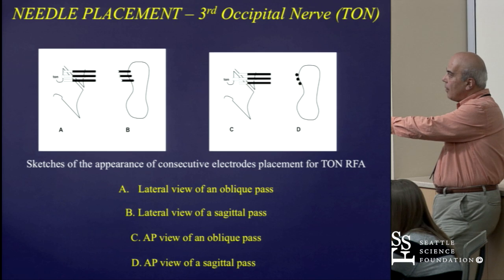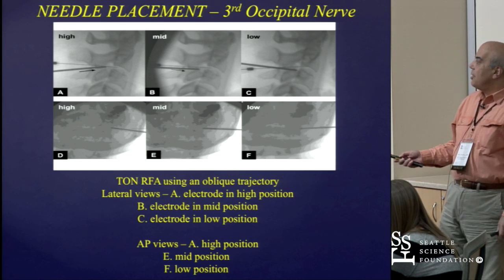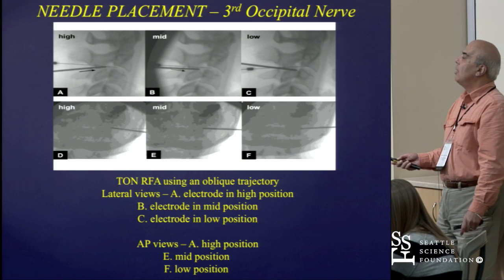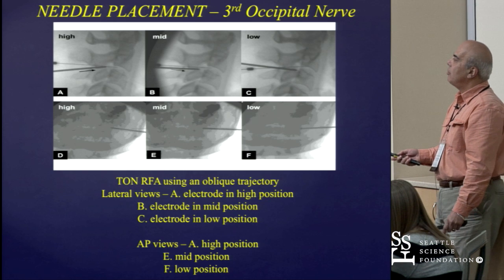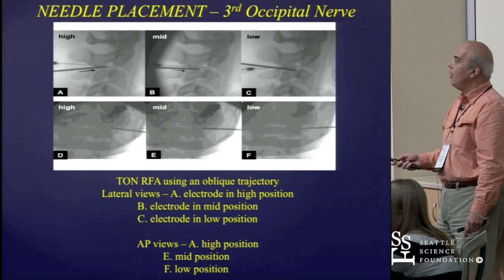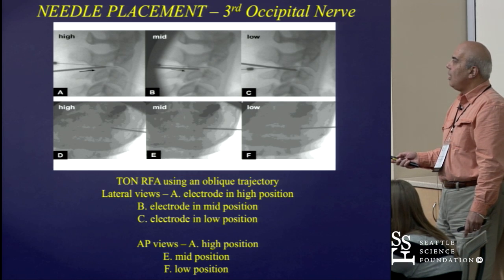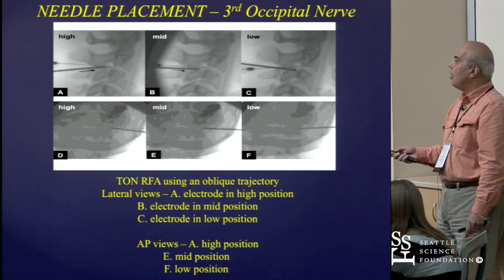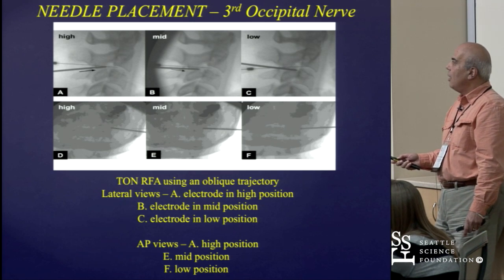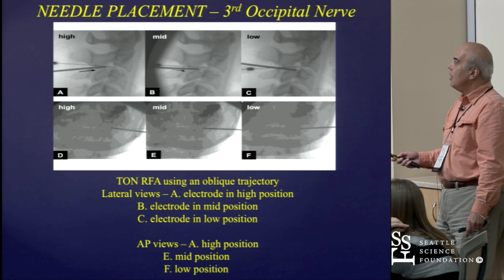These are pictures that show third occipital nerve RFA performed using an oblique trajectory. A, B, and C are lateral views, and D, E, and F are AP views. There is a typo over here, I apologize. You can see on the top three images an electrode in the high position, in the mid position, and in the lower position.